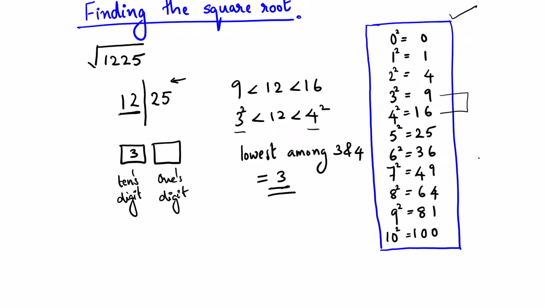Now you have to find the ones digit. In this case it's easy. Since it's 25, 25 comes from 5 square. So 5 square is 25, and the ones digit is nothing but 5. So the answer is 35. So 35 is the square root of 1225.